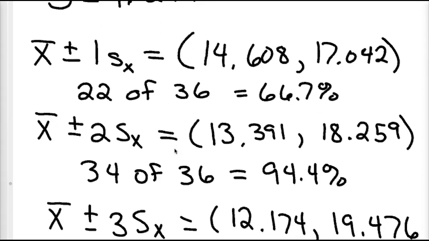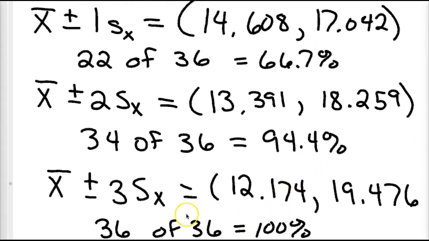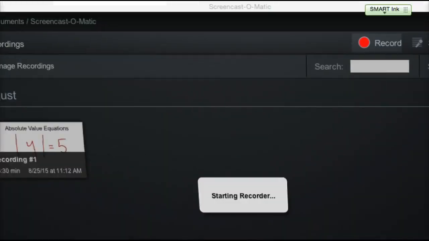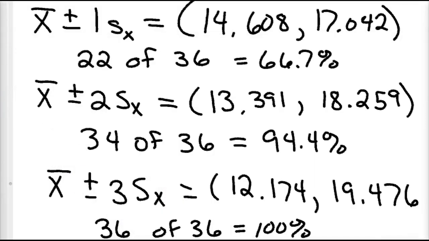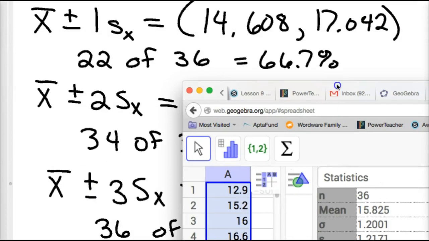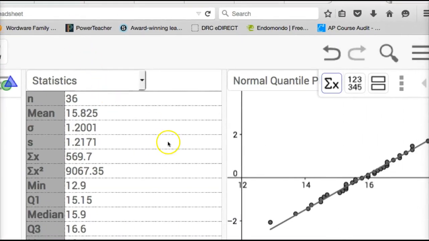And then notice 2 standard deviations, 34 of the 36 lie between 13.391 and 18.259. So 94% of the data. And if you go out to 3 standard deviations, we end up with 100% of the data. So that's another way. That one's a little bit more cumbersome. In my class, if you do the normal quantile plot or normal probability plot, and you look at the histogram, that's going to be enough to show that it is indeed normal.